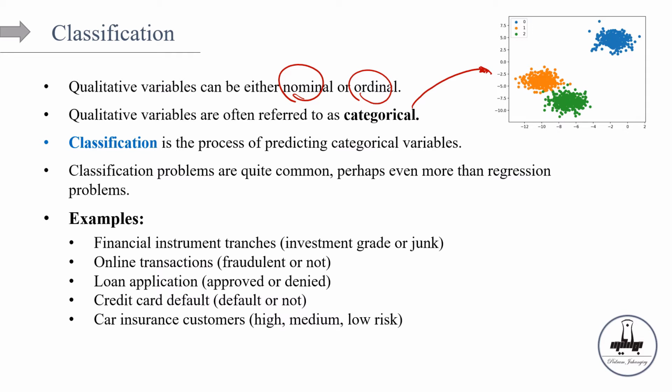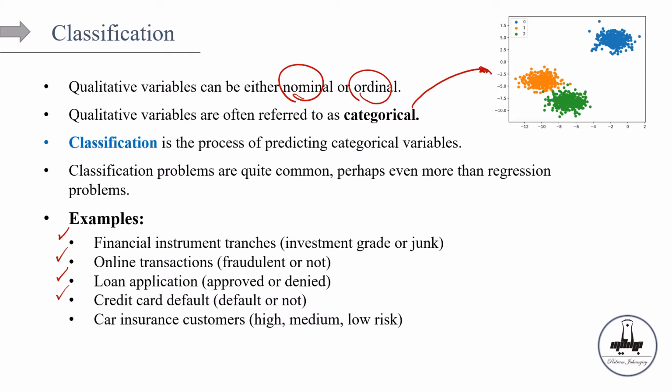So this is just one example. Another one is, for example, you're looking at an online transaction and you want to figure out if that transaction was fraudulent or not. Another example, loan application. At the end of the day, you're working at a bank and you want to see if you should approve or deny someone's application based on some specified characteristics, right?